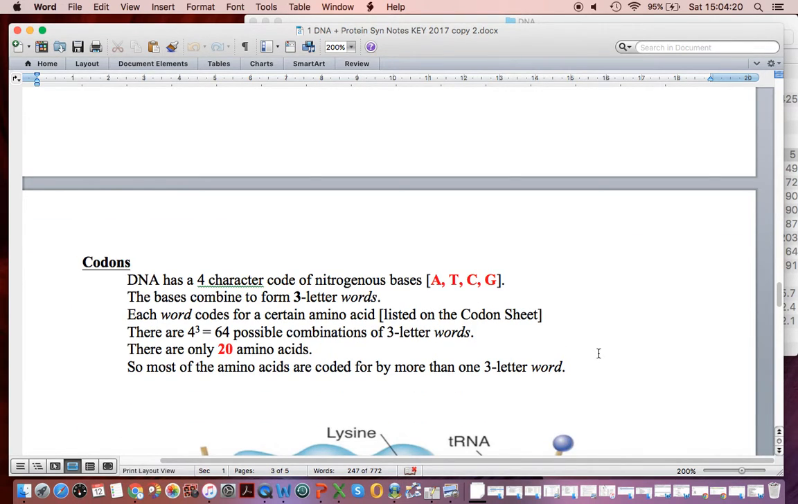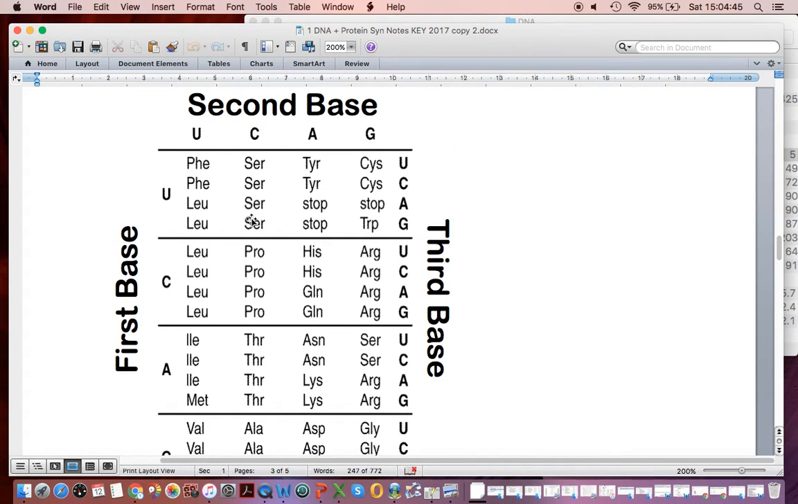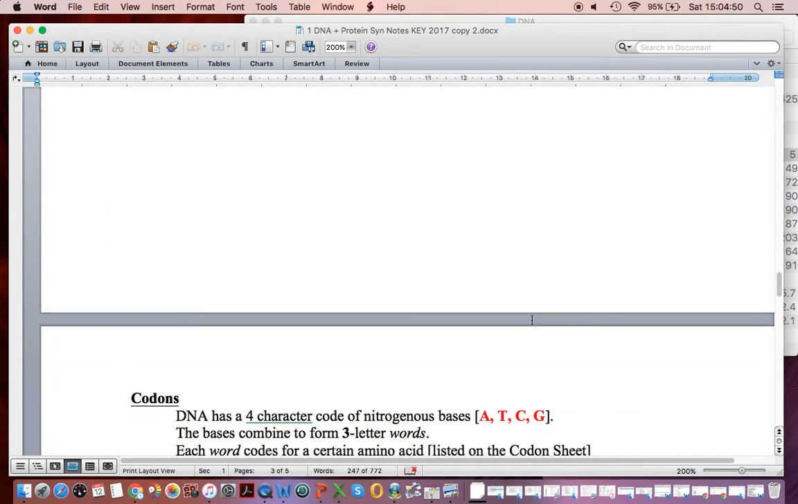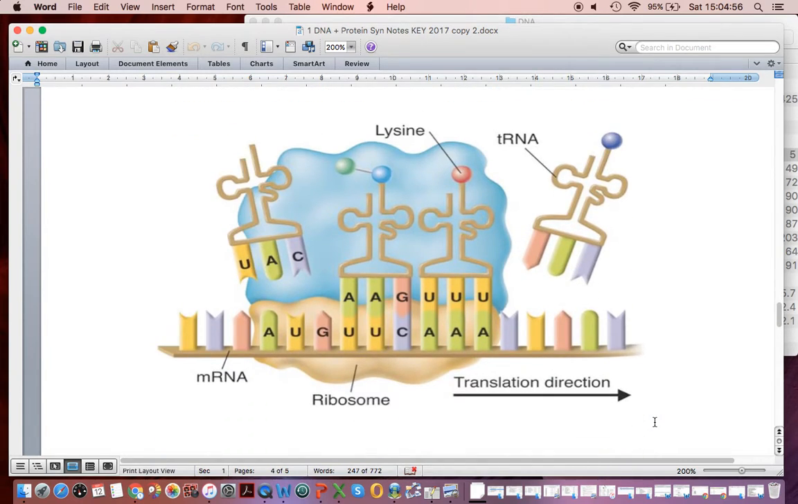So with codons, it's a four-character system. We have these four letters to choose from. The bases combine to make three-letter words. That's why we said triplet codon, triplet meaning three. So 4 to the 3rd power gives us 64 possible combinations of three-letter words. But it turns out there's only 20 amino acids. So what you may have noticed is quite a few codons can make serine or tyrosine and whatnot. It gives a bit of redundancy, and that actually turns out to be very useful, as we will see.